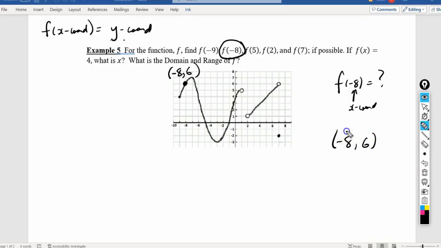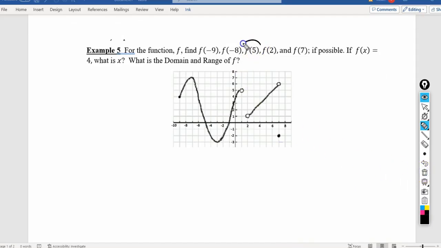And what does f do? It maps the x-coordinate into the y-coordinate. So f evaluated at -8 is equal to 6. The answer is 6. All right, and let's go on to the next one. To find f evaluated at 5.